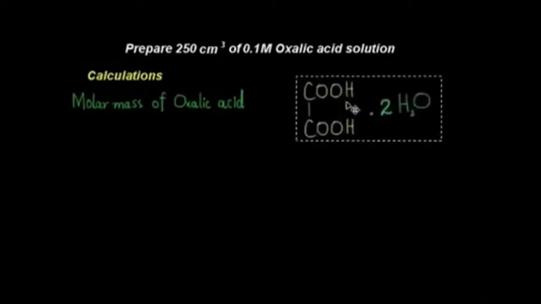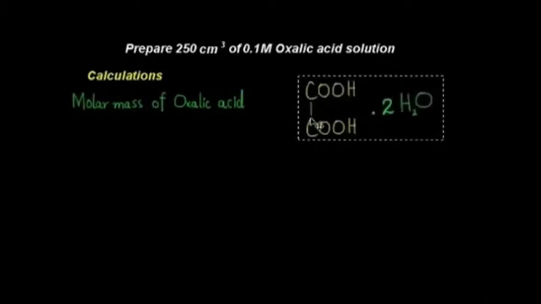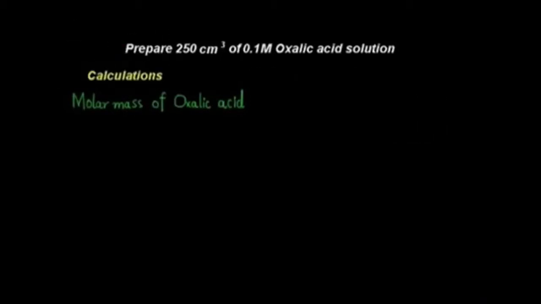And molar mass of oxalic acid can be calculated from its chemical formula, and the chemical formula for oxalic acid is C2H2O4 along with 2 water molecules. So the number of carbons present in the formula are 2, oxygens are 6, and hydrogens are 6. So we have to calculate this molar mass by multiplying the number of elements present with its atomic mass. As you can see in the formula, 2 hydrogen, 2 carbon, 4 oxygen, and in the water of crystallization 4 hydrogen and 2 oxygen are present.